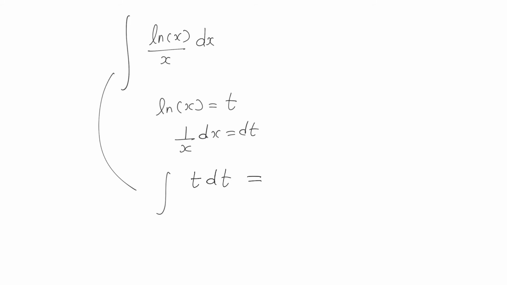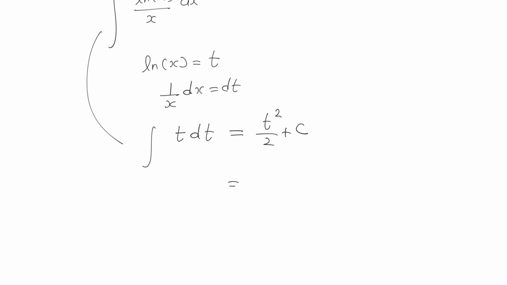So it is in direct form of integration. We can write this as t square divided by 2 plus constant of integration c, where the value of t is ln of x. So we can write this as ln of x the whole square divided by 2 plus constant of integration c. This will be our final answer.